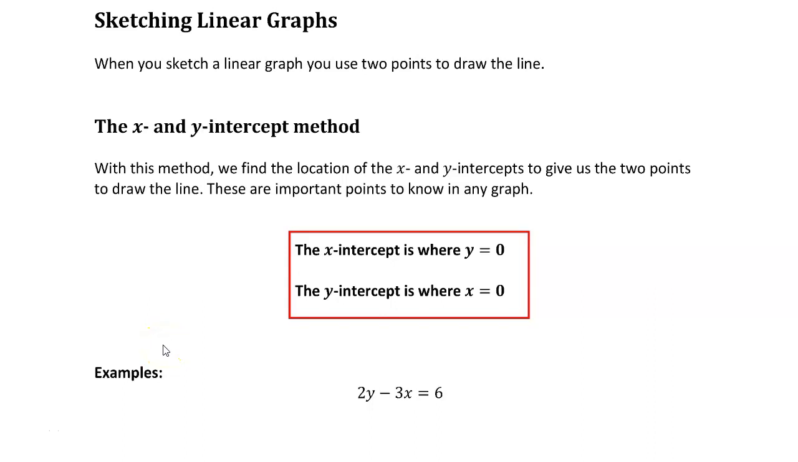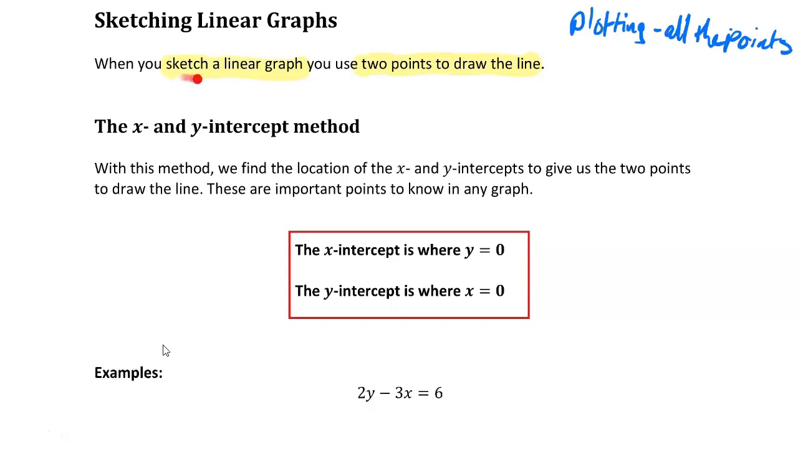Let's discuss sketching linear graphs. Now, when you sketch a linear graph, you'll use 2 points to draw the line. When you were plotting, you had to use all the points. So you had a table of values and you had to find all the coordinate points, and then plot all of them on the graph and then draw the line through those points.